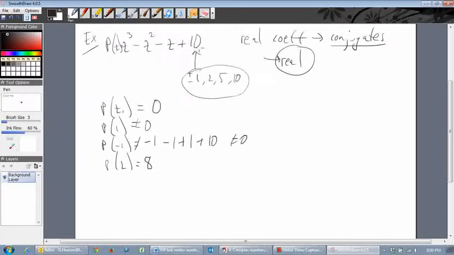This probably looks a bit more promising, it's closer to 10. 8 minus 4 minus 2 plus 10. So you get 8 minus 4, 4 minus 2, 2. No, that's not equal to 0. Try negative 2.